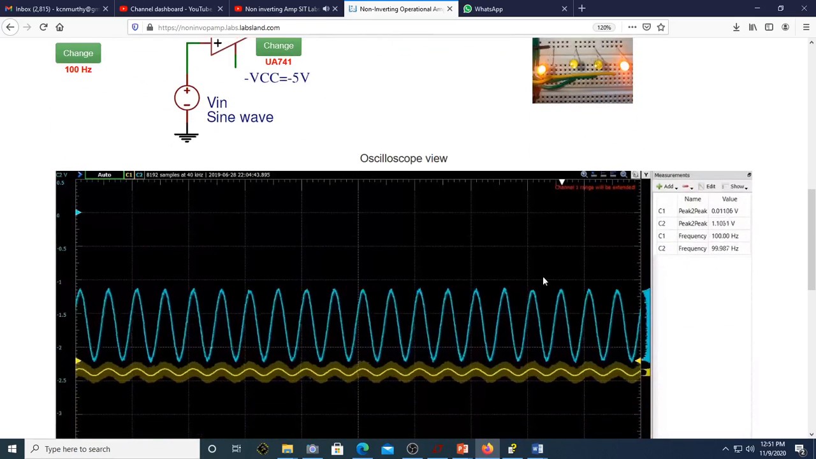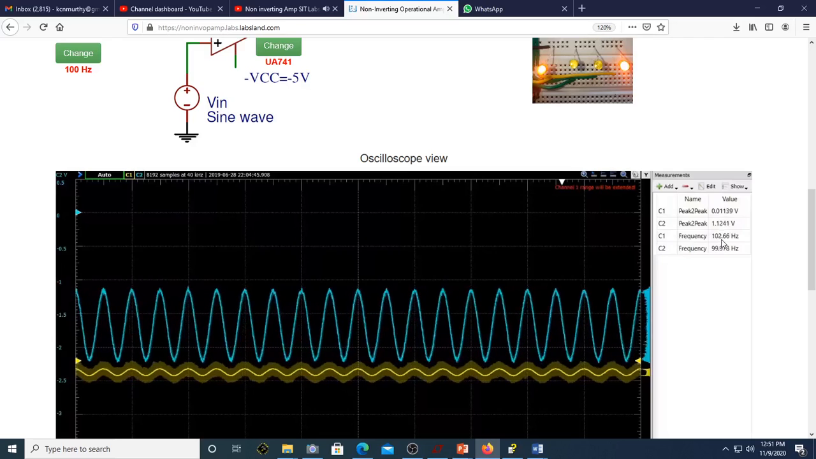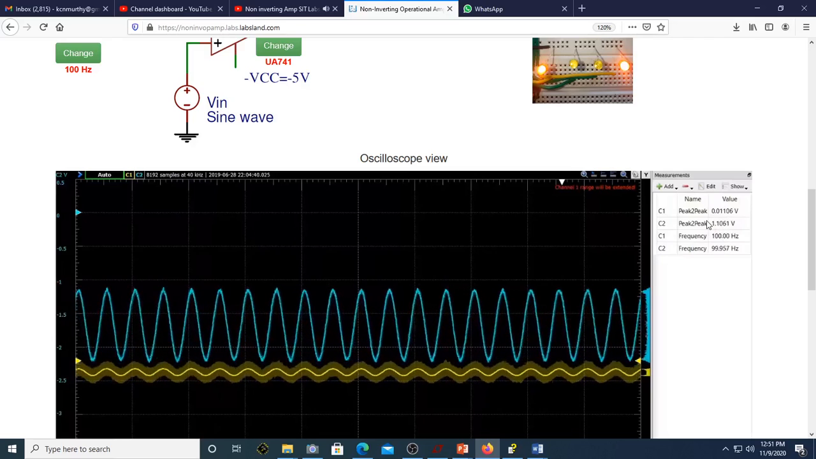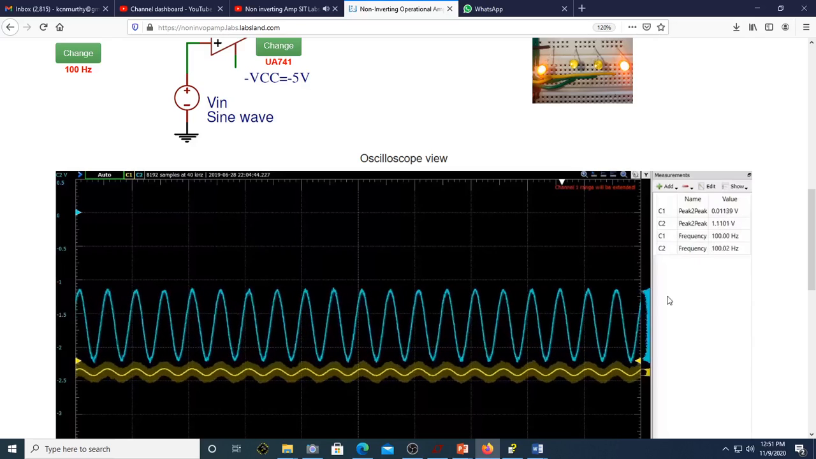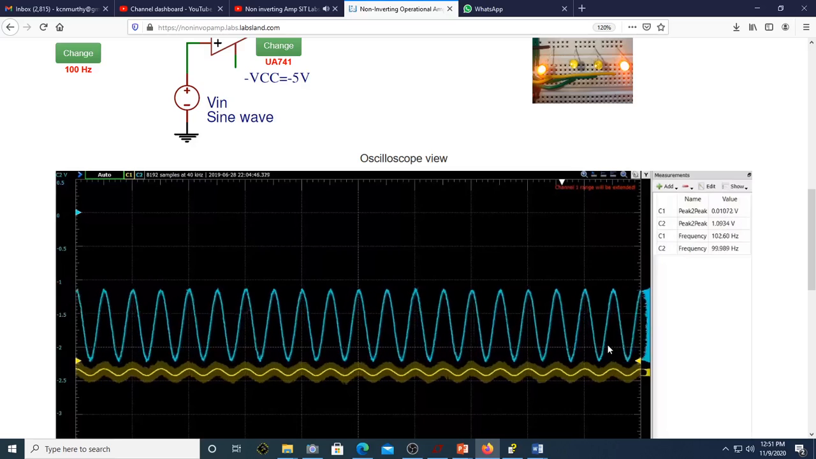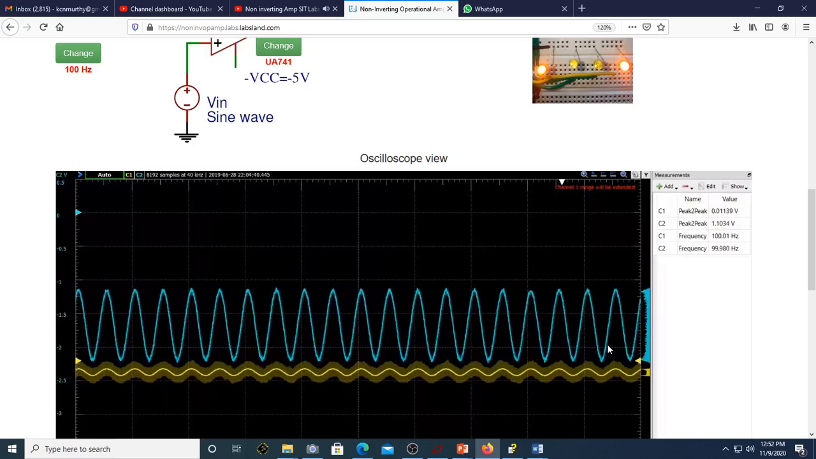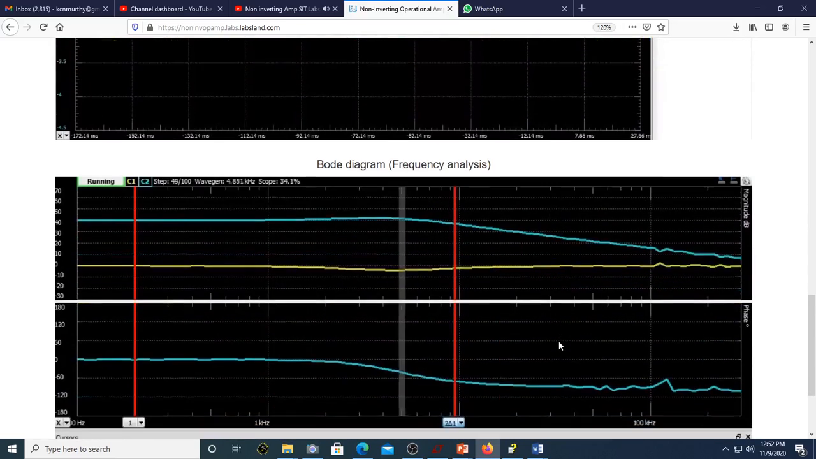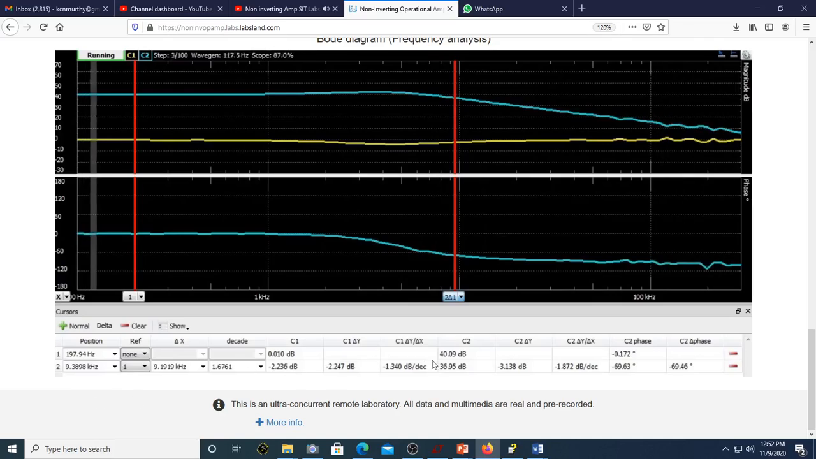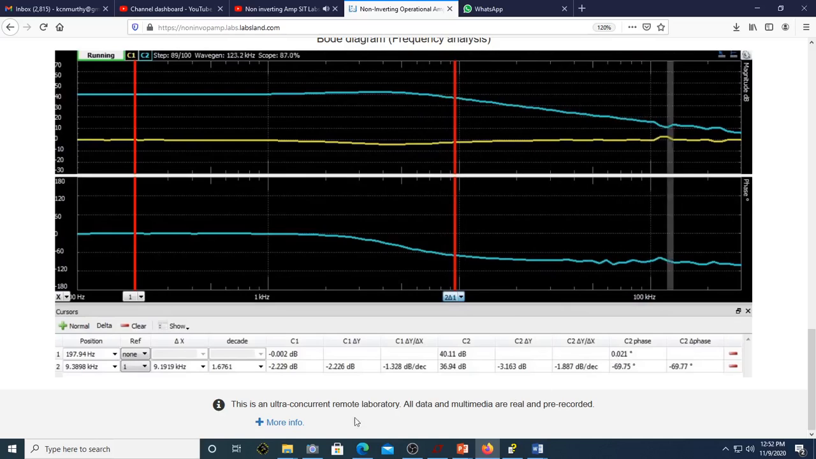With the input sine wave frequency as 100 Hz, observe the peak-to-peak amplitude of input and output are 11 mV and 1.10 V respectively, which demonstrate a voltage gain of close to 101. In the Bode plot, the DC gain is 40.11 dB and phase is almost minus 0.172 degree. The 3 dB bandwidth is found to be as low as 9.3 kHz.